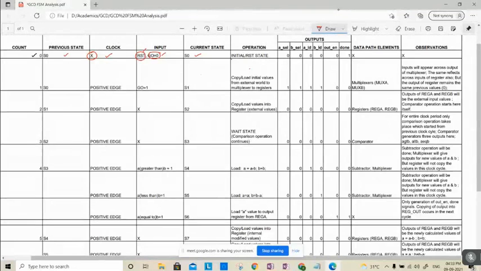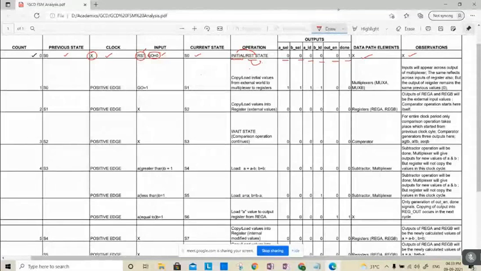Now what is the operation that will happen in this particular S naught state? It is the initial state or reset state. The value of A selection will be 0, B selection 0, A load 0, B load 0, output enable 0, done is equal to 0. Are any data path elements involved? No. This is only the initial state. No data flows at all. Now observations are nothing. Is this state clear?